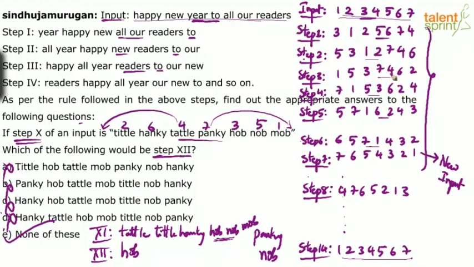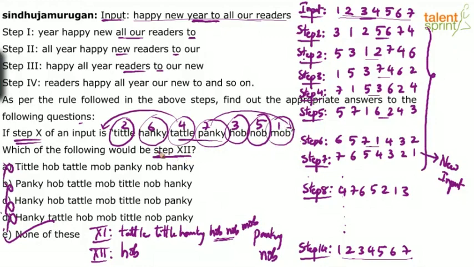So step 10 should be 2647351. So now you know that second word is tittle, sixth word is hanky, fourth word is tattle, seventh word is panky, third word is knot, fifth word is knob, and first word is mob. What is he asking us to find out?